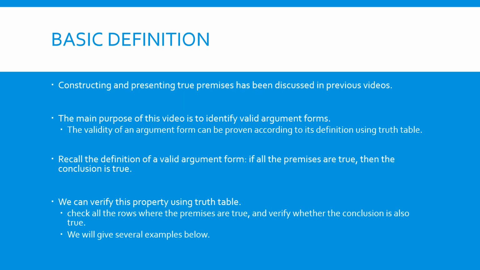To construct true premises, please refer to our previous videos in this module. We will discuss how to construct and verify valid argument forms here. First, recall the definition of a valid argument form. When all premises are true, a valid argument form can make the conclusion true. Therefore, we can verify whether an argument form is valid using a truth table. We will simply check all the rows where the premises are true and verify whether the conclusion is also true. We'll give several examples below.